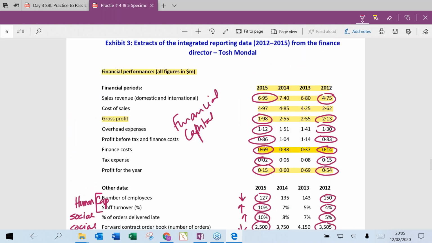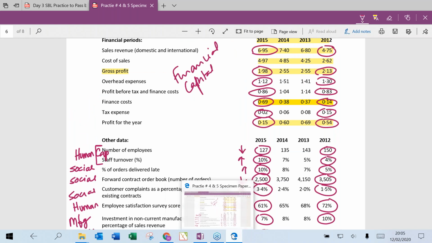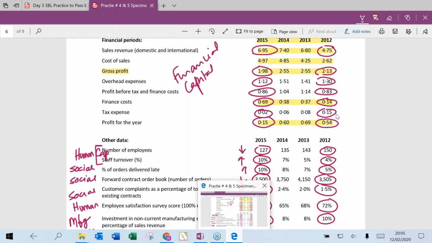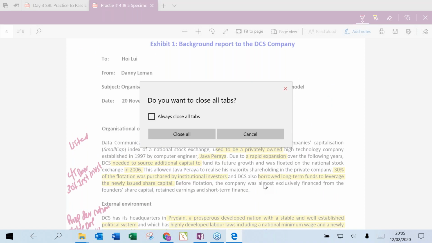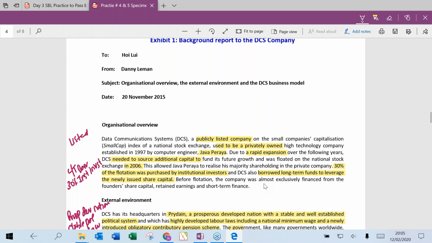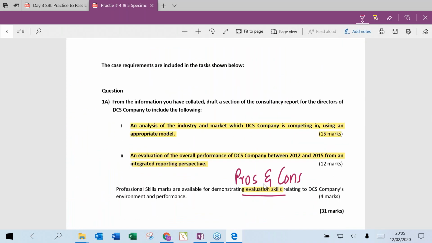So, let's look at the requirement. Where is the requirement? An evaluation of the overall performance of DCS company between 2012 and 2015 from an integrated reporting perspective. What's the format here? Draft a section of the consultancy report. So we don't have to give a full report. We are now drafting a section of the consultancy report.